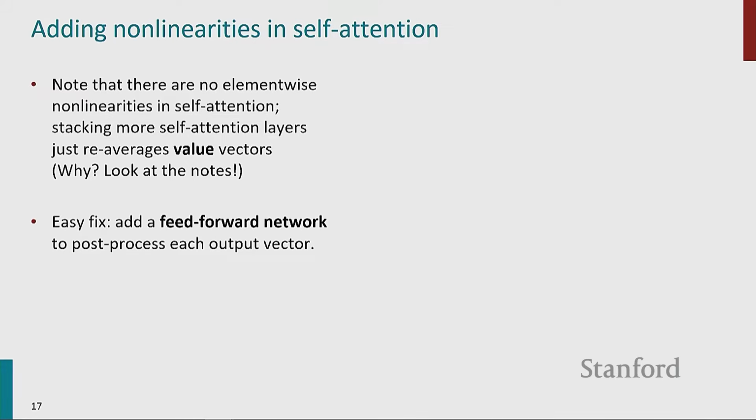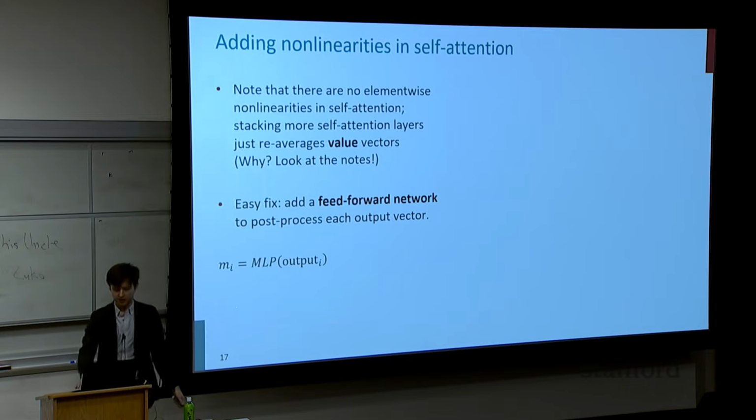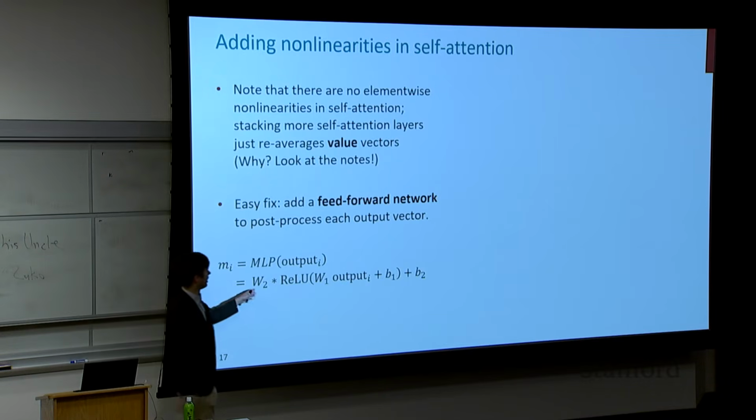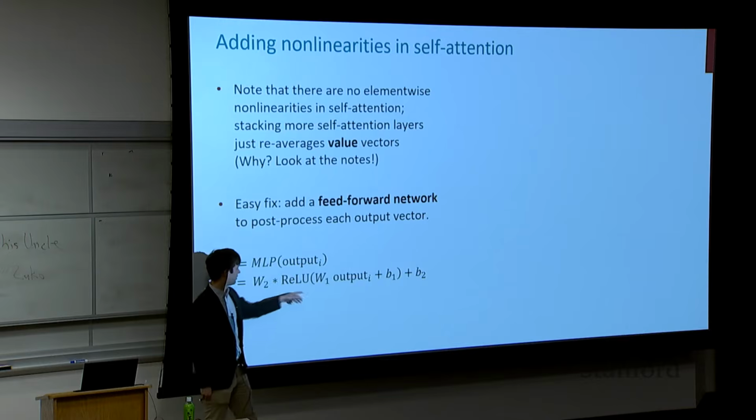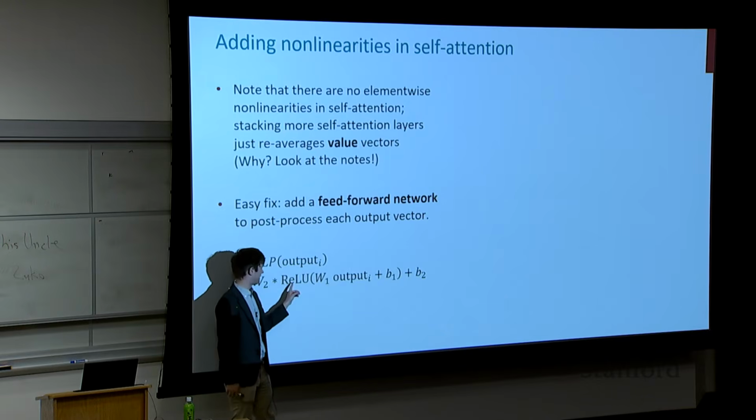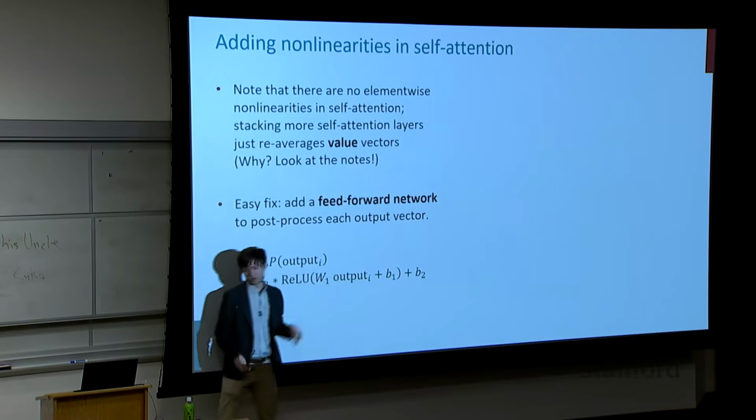But there's an easy fix to this if you want the traditional deep learning magic: you can just add a feed-forward network to post-process each output vector. So I've got a word here that's the output of self-attention, and I'm going to pass it through, in this case, what I'm calling a multi-layer perceptron, MLP. It takes in as input a vector in R^d and outputs a vector in R^d, and you do the usual multi-layer perceptron thing: you multiply by a matrix, pass it through a nonlinearity, and multiply by another matrix.